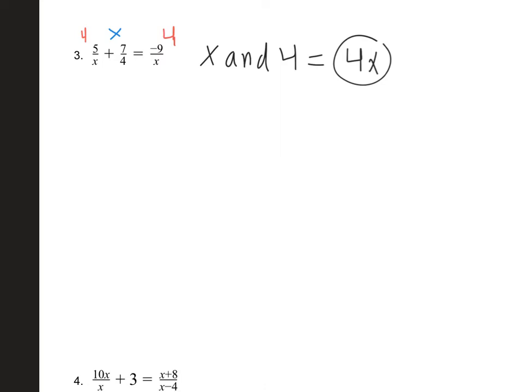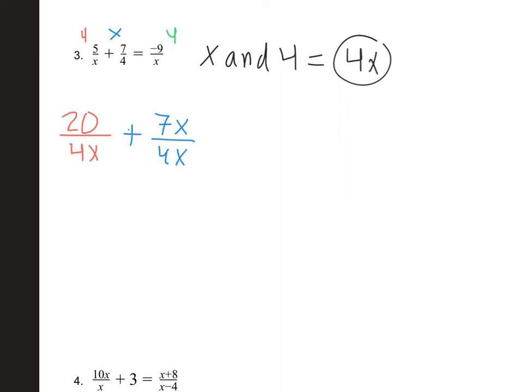Okay, so I have, oh, you know what? Let me get rid of that and make it a different color. Right? So this first fraction here, 5 over x, I've got to multiply by 4 over 4. Well, 4 times 5 is 20. And 4 times x is 4x. And that's exactly the common denominator I wanted, right? So then here I've got to multiply 7 over 4 times x over x. 7 times x is 7x. 4 times x is 4x.